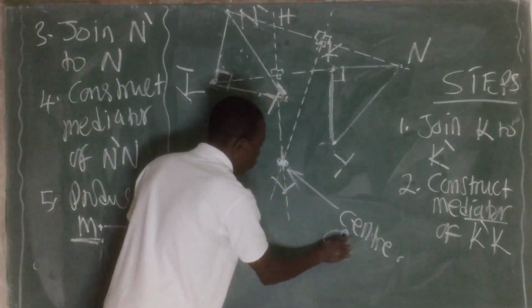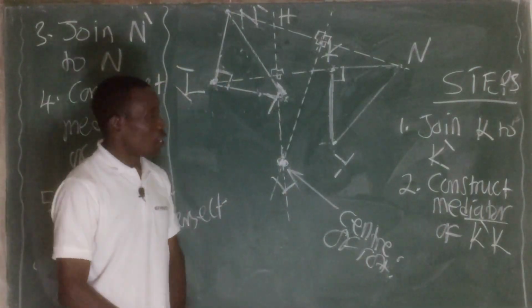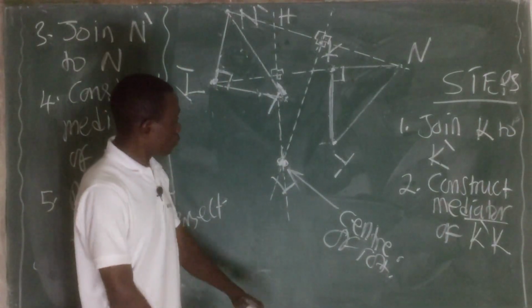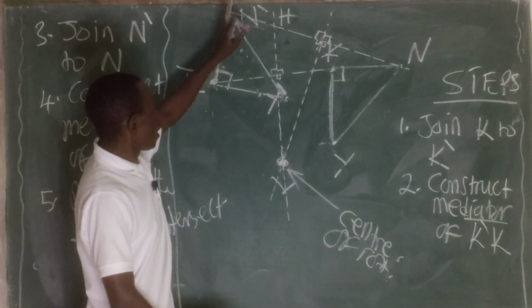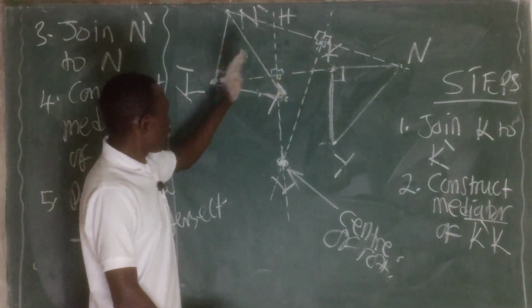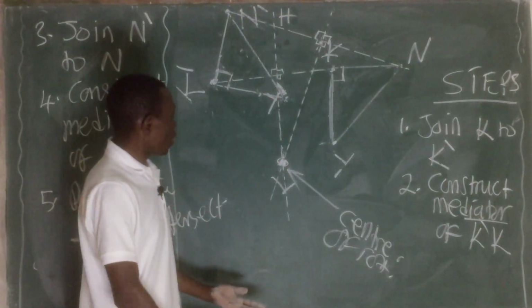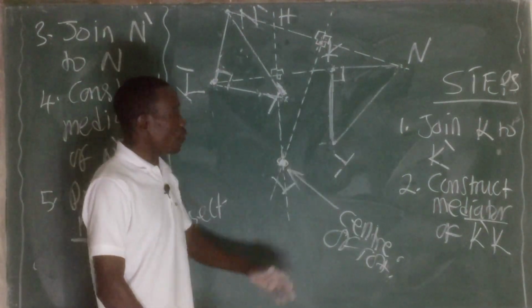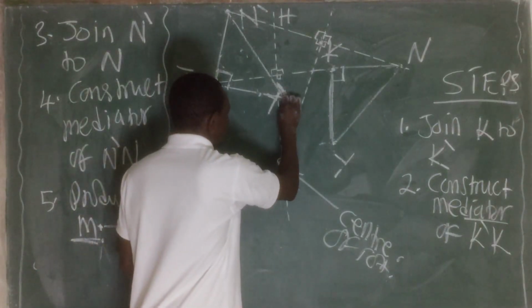Center of rotation. Right, so this is the way we come up with the center of rotation. Join the image point with the object point, and come up with the mediators. You do it for 2 pairs. It's enough. If you do the other one, you find that later on it is also going to pass through that same point.